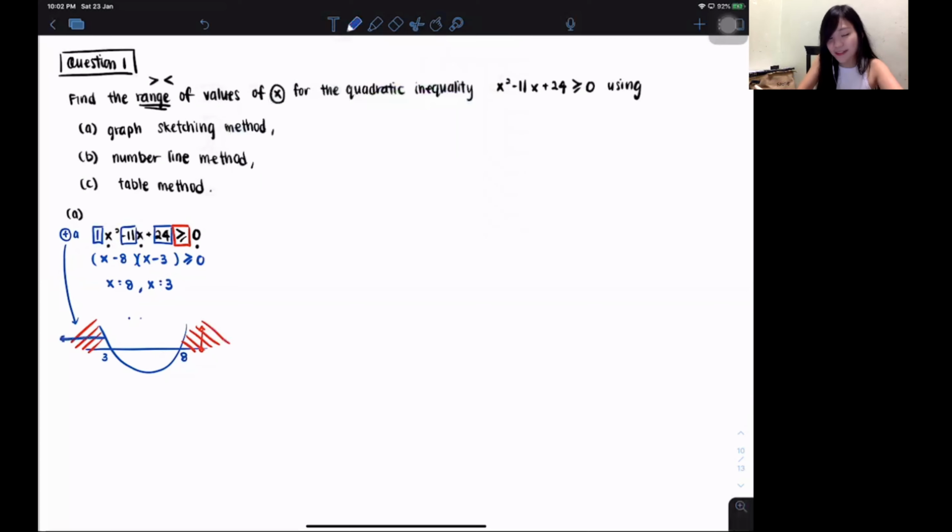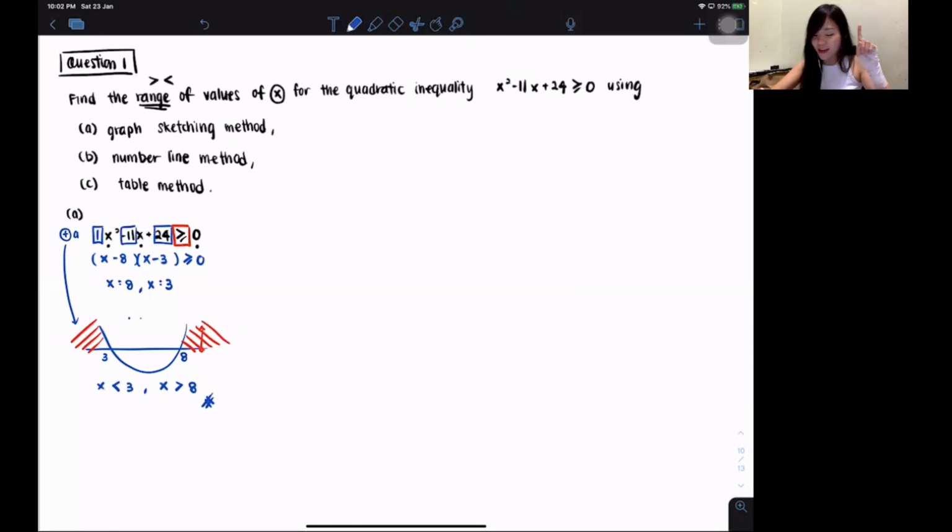I'm sketching the left side of 3. Left side of 3 got what number? 2, 1, 0. All those numbers smaller than 3, comma. How about the right side of 8? Right side of 8 got 9, 10, 11. Those numbers are also bigger than 8. Done. Can you see? You sketch 2 parts, you got 2 answers. Make sense, right? Do I get full marks?